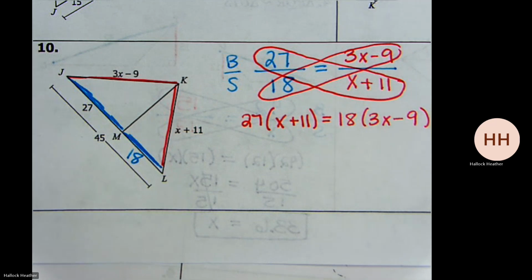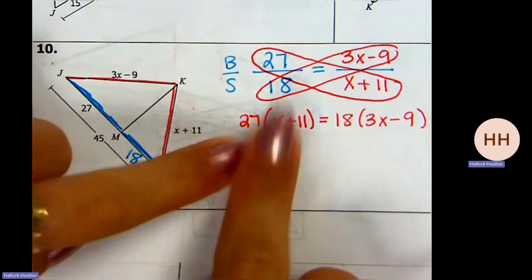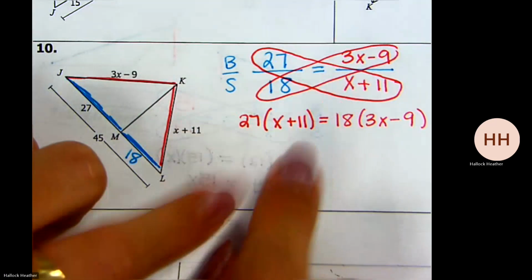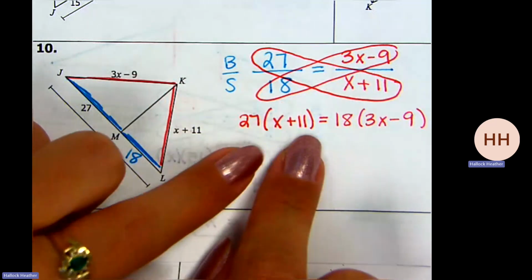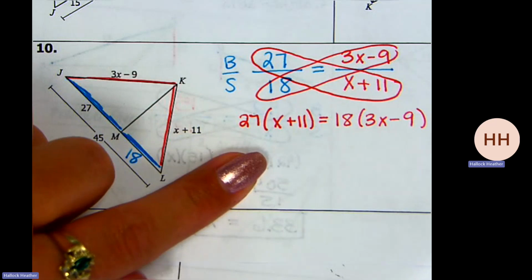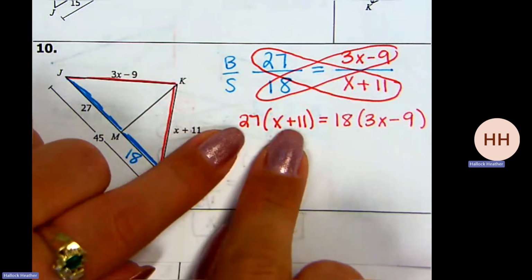Okay, so if you have solved this all the way, what do you get? You should get x equals 17. If you did not get that, I'm going to go over it. If you got 17, then feel free to move on through the rest of the problems if you want to start on the front, but I'm going to go over this one. Okay, so you should get 17.